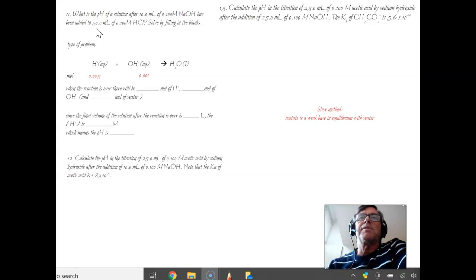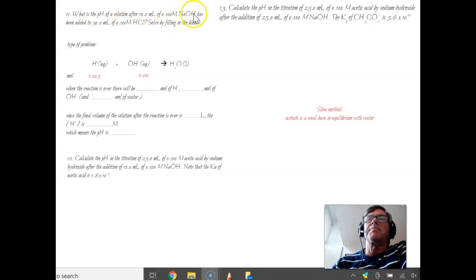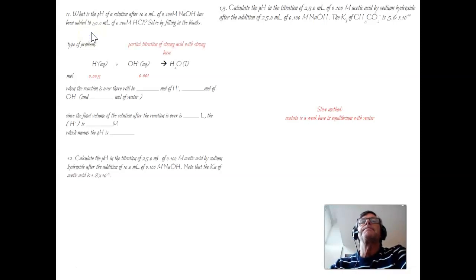I'm noticing that since we have a strong acid, HCl, and a strong base, sodium hydroxide, it's not a buffer problem. It's simply a partial titration of a strong acid with a strong base, leaving a lot of strong acid remaining. We started with 0.005 moles of H plus. You get that by liters times moles per liter.